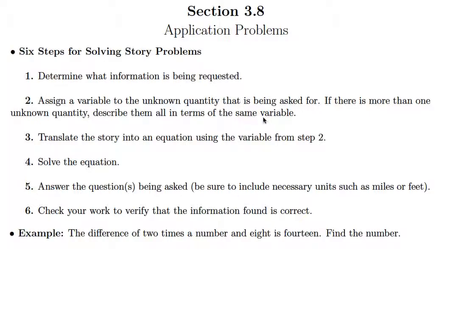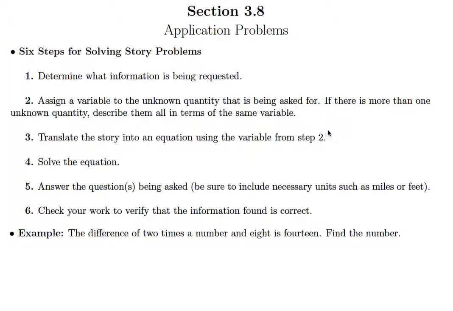Number 2 is assign a variable to the unknown quantity being asked for. Once you figure out what's being asked for, give it a variable. And if there happens to be more than one unknown quantity that you're supposed to find, describe them all in terms of just a single variable. We won't see that in the example below, but we'll see that in some later examples.